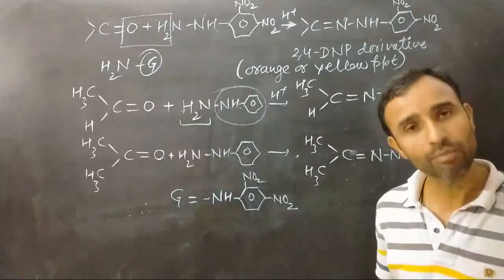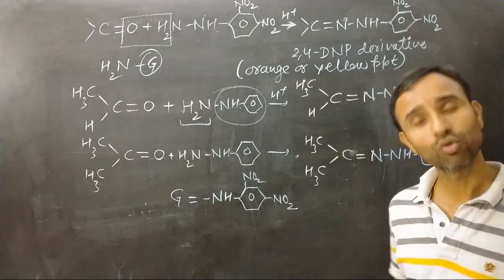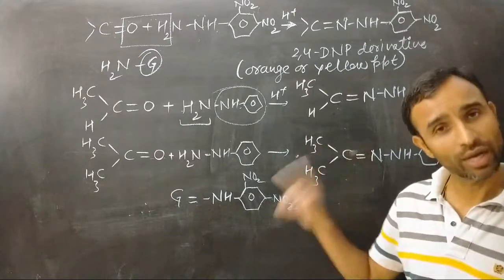Okay, any compound which gives the 2,4-DNP test is an aldehyde or ketone.